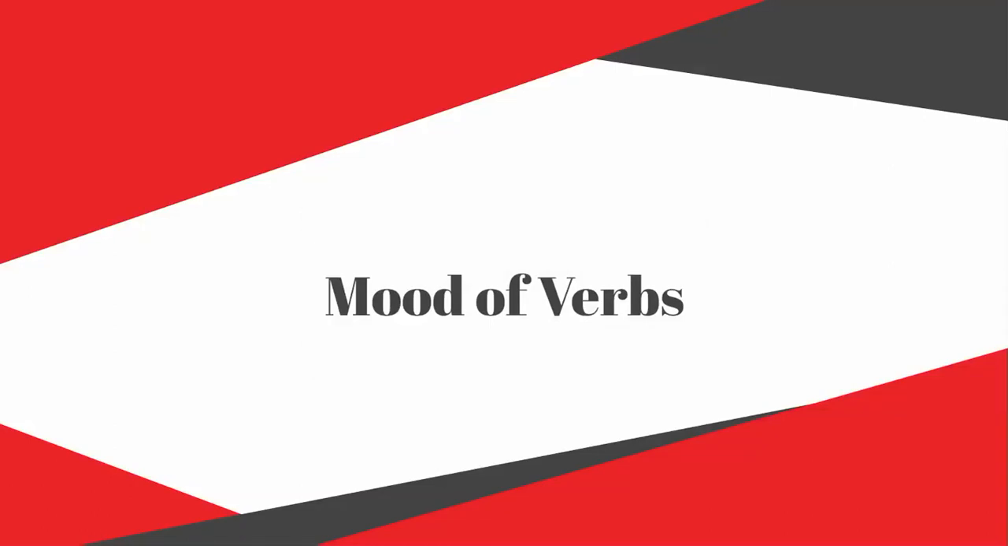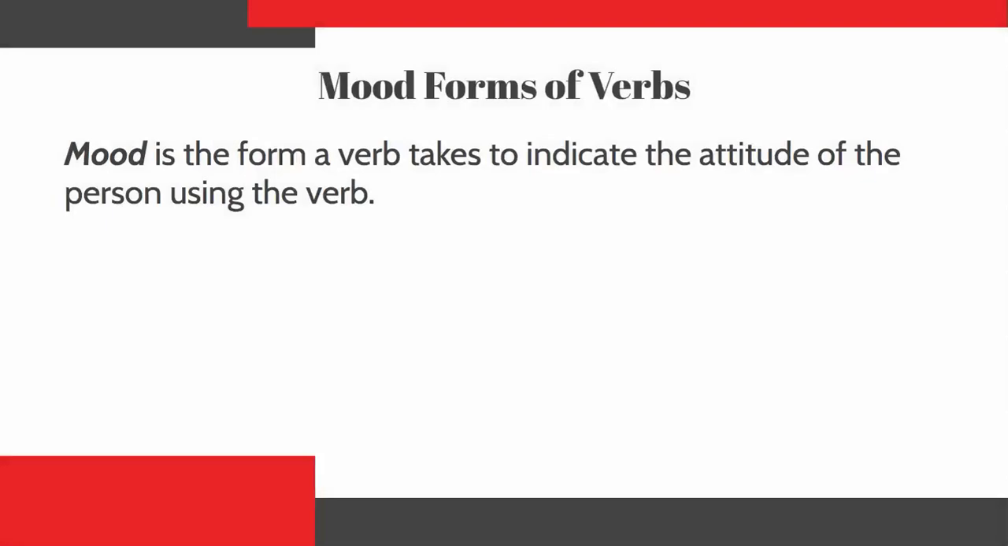In this video, you will learn about the different mood forms of verbs in English, which includes the subjunctive. Mood is the form that a verb takes to indicate the attitude of the person using the verb. And attitude is really referring to only a couple of specific things here, so it's not quite as broad as tone that we talk about in analysis of writing, but I'm going to go over that in a few minutes.